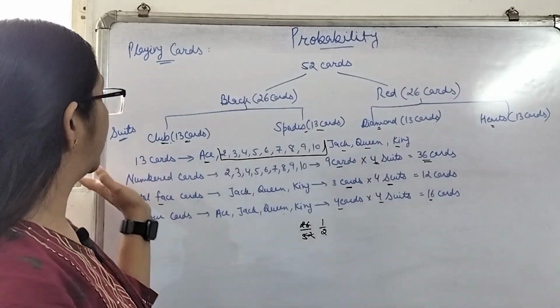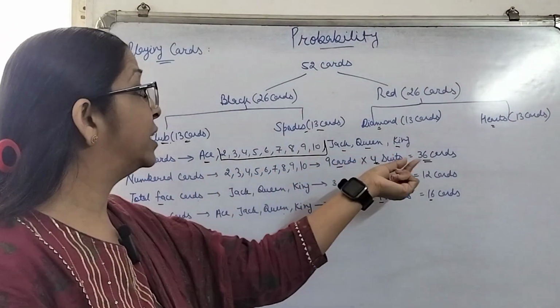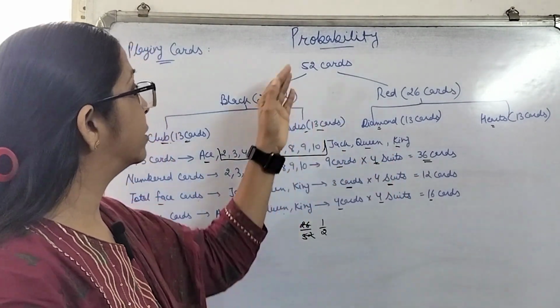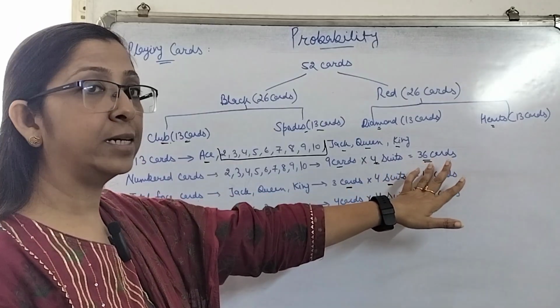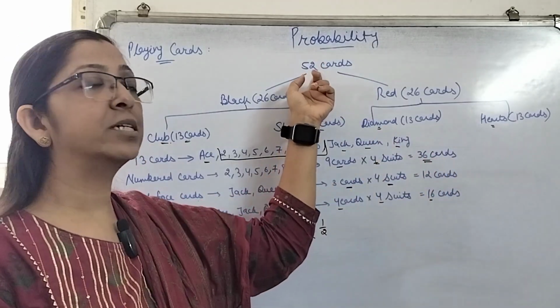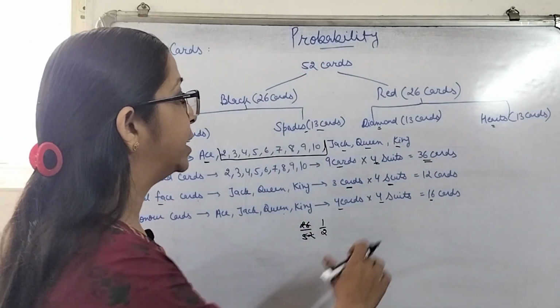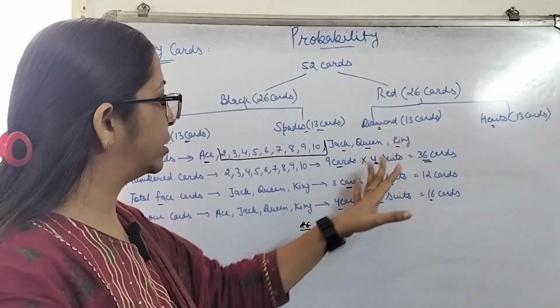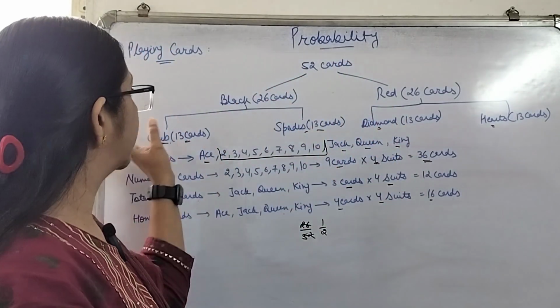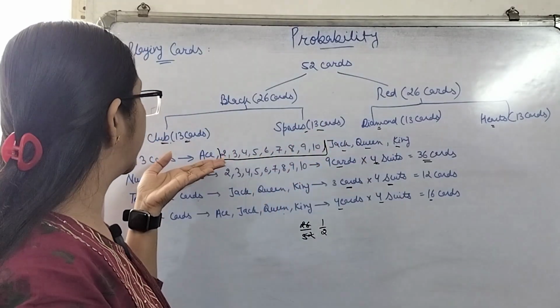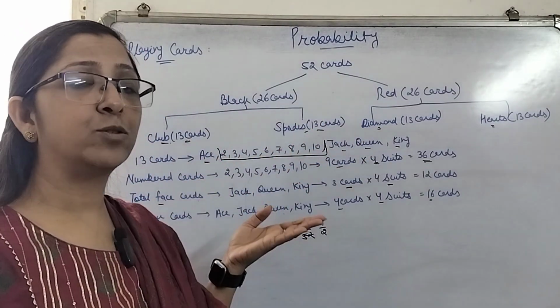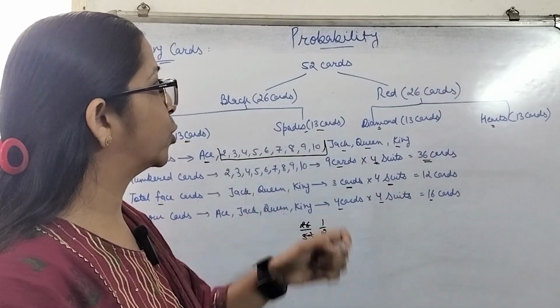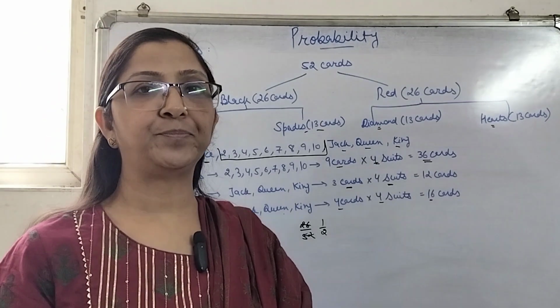If it is asked what is the probability of getting a numbered card, the total numbered cards are 36 and the total possible outcomes are 52. So it will be 36 divided by 52. Similarly, if we know the concept of the cards, what card is known as what, like what are numbered cards, what are face cards, what are honor cards, we can solve the questions related to it.